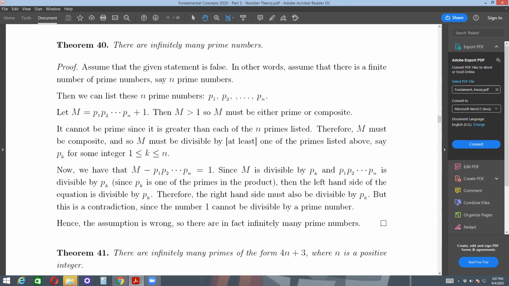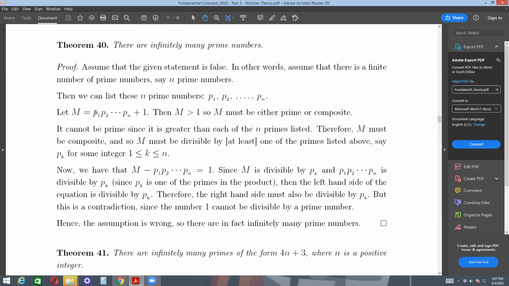All right, theorem 40 is one of the most important proofs in number theory, that there are infinitely many prime numbers. The proof of this is proof by contradiction. So you assume that there are finitely many prime numbers, and if there are n of them, then you can list them, P1 to Pn. So what we're going to do is consider the product of those and add 1. We'll call that number M. This is obviously greater than 1, so it must be composite or prime.